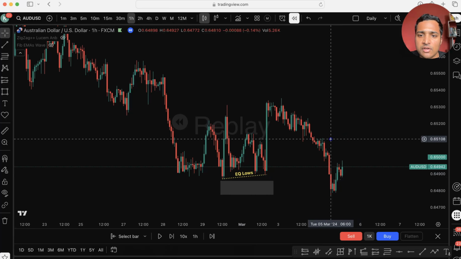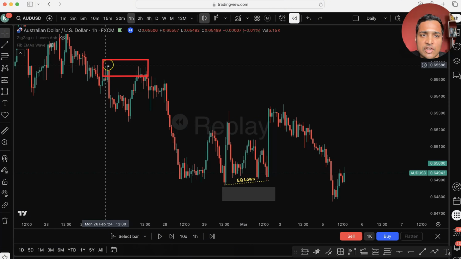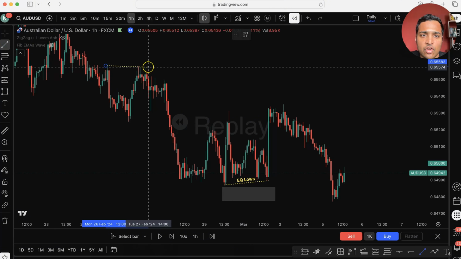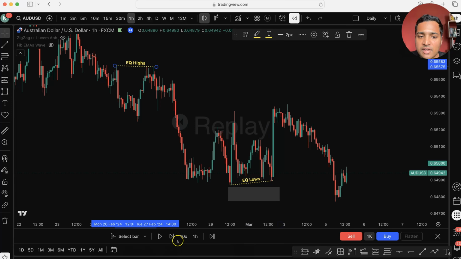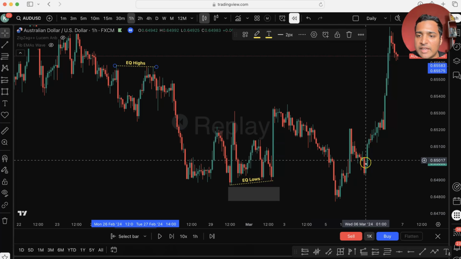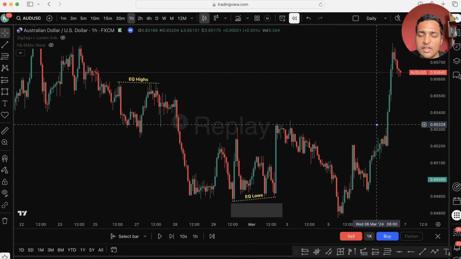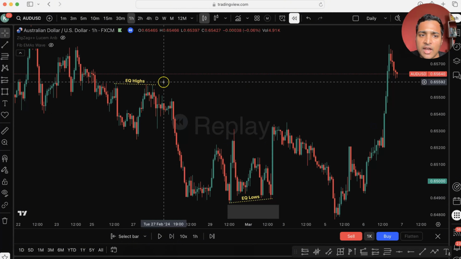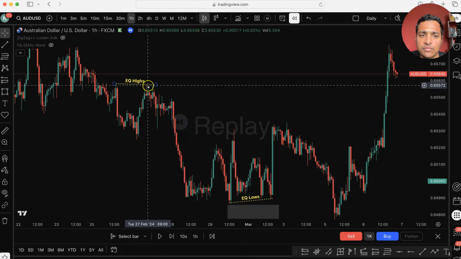And in terms of profit target, we can aim for these equal highs here, as there's going to be a cluster of stop losses above. So let's see what happened next. Price would have pushed up, making our long trade in significant profit, and then we actually managed to clear the equal high liquidity as well, taking out the stop losses of retail traders.